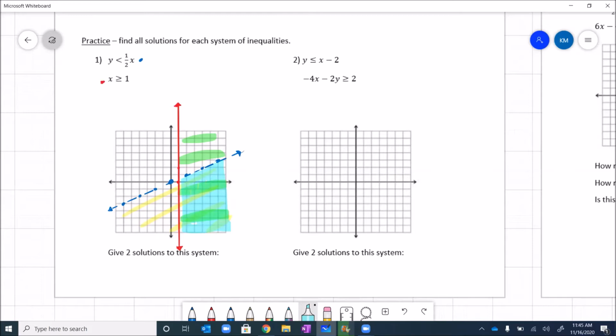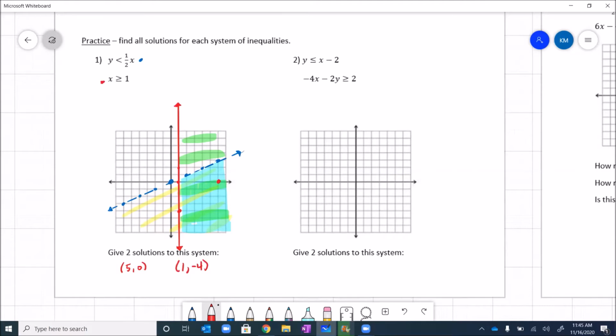Okay, now remember that our solutions can be anywhere on our solid line or in the shaded area. So one of the solutions, it's like 5, 0. 5, 0 is over here, 1, 2, 3, 4, 5 in the shaded area. Another point could be 1, -4, right? Shaded area, solid line. These are 2 solutions. Not the only 2 solutions, but here are 2 solutions I've chosen.